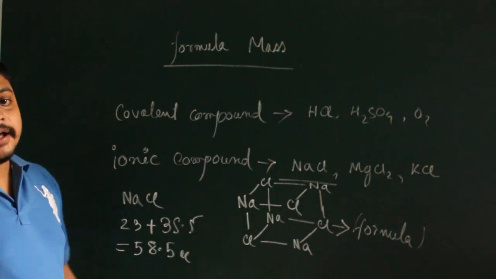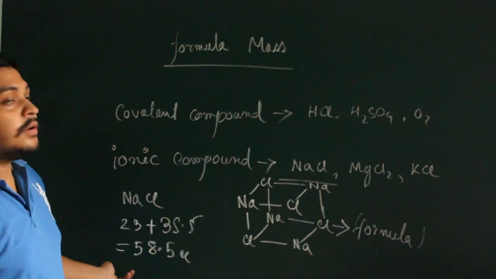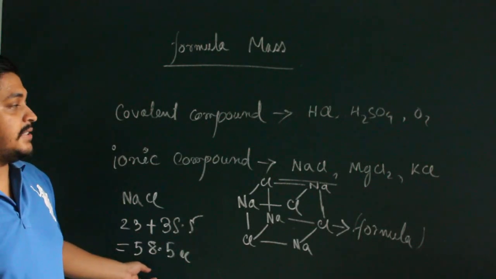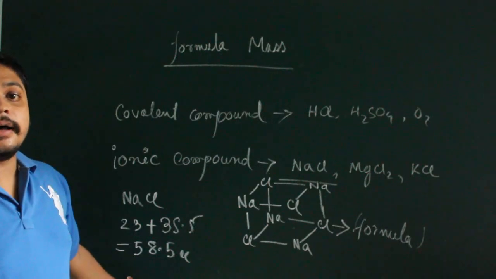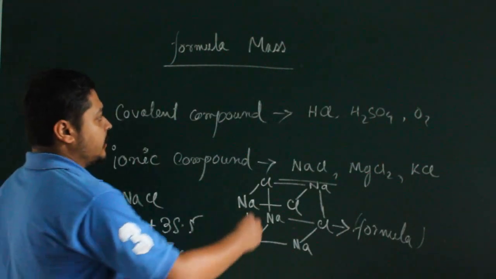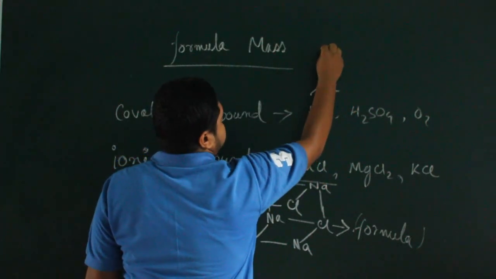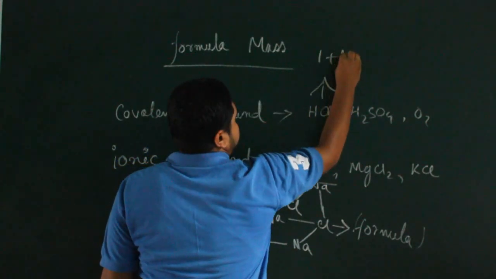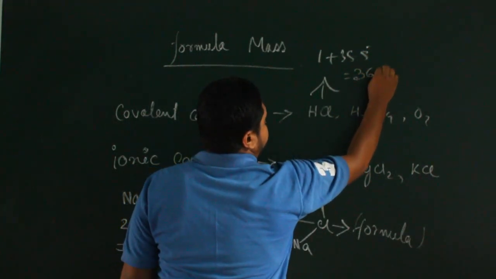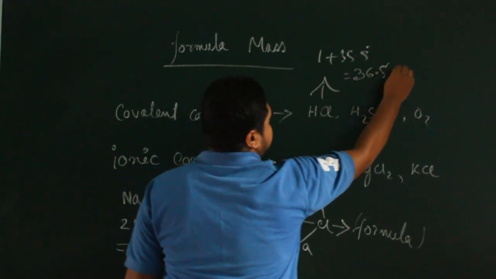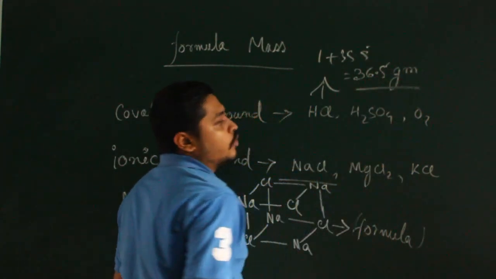The next is gram molecular mass. When the molecular mass unit is expressed in gram, this is called gram molecular mass. The molecular mass of HCl is what? 1 plus 35.5, so this is 36.5. When this is expressed in gram, this is called gram molecular mass.